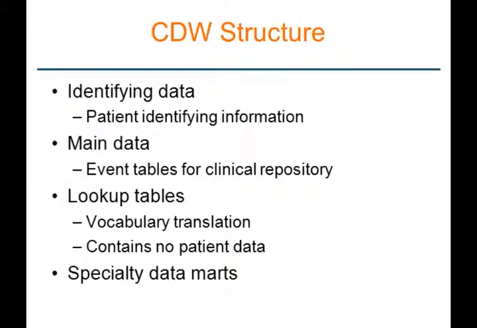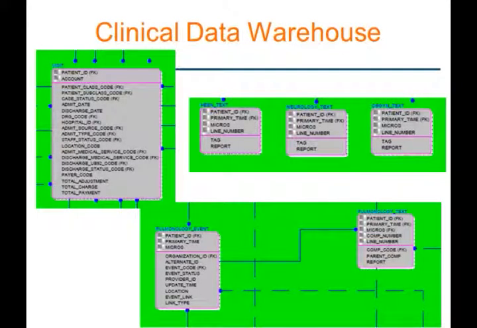But then what's interesting about a data warehouse is you have these specialty data marts, or these tables that are built specifically around an individual analytic task or a group of analytic tasks that use similar information. Let me give an example. Here we have part of the schema from the clinical data warehouse at Columbia University.